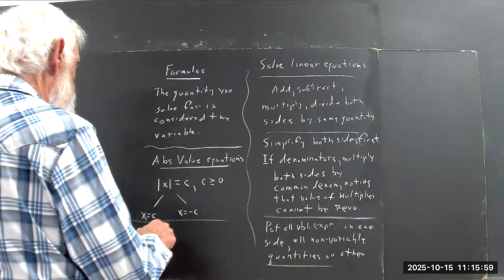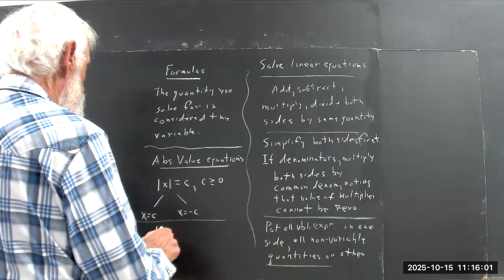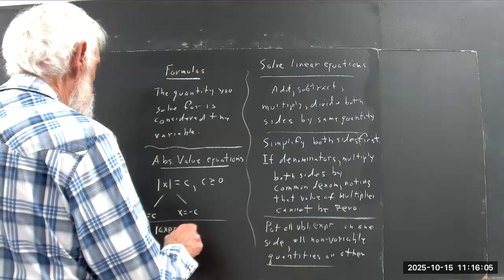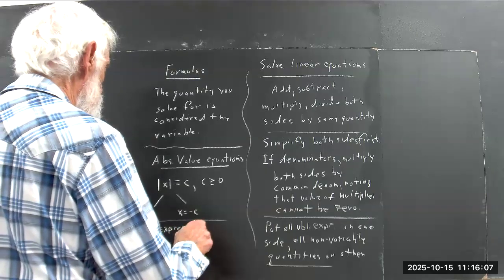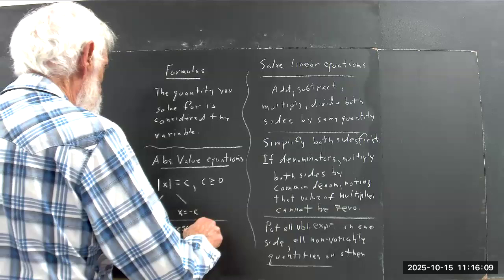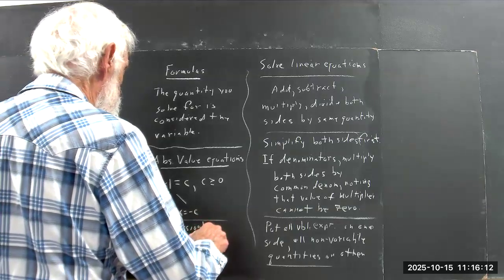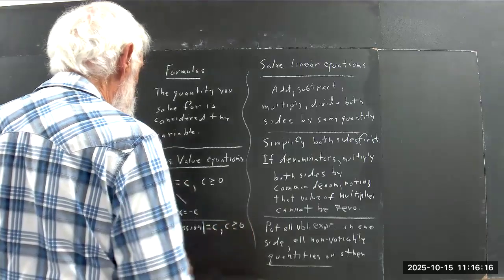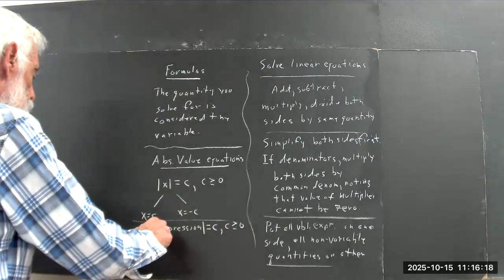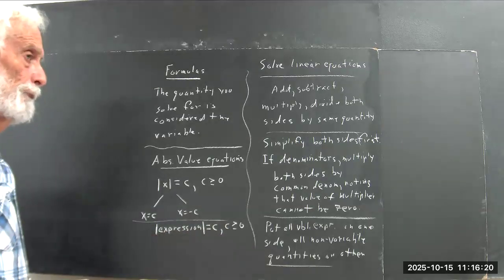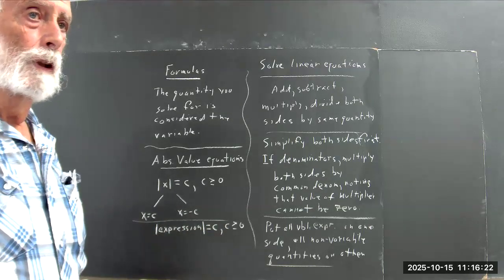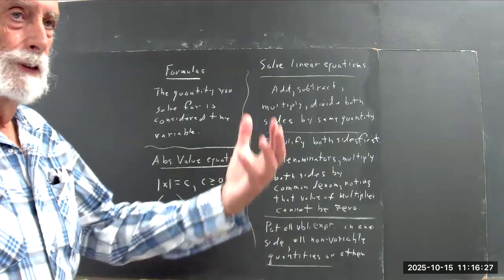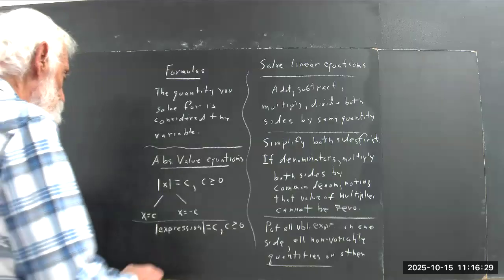Now, I don't have a real good notation yet to use for this, not one that you'd be sufficiently familiar with. So I just say absolute value of an expression is equal to c. That expression might be 5x plus 3 or 2x squared minus 4x plus 9. Okay.